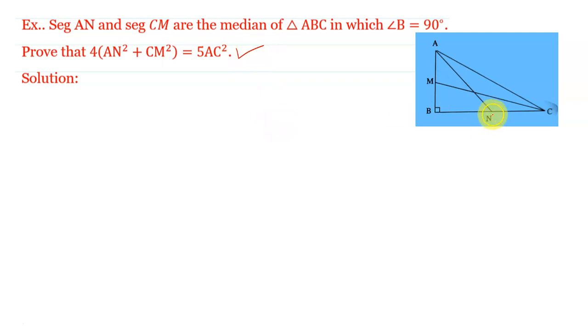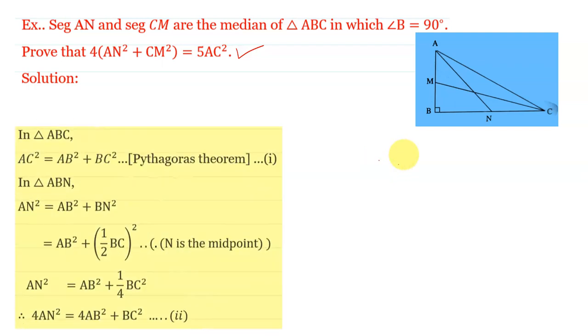What is given here? N is the midpoint of BC. M is the midpoint of AB. I will prove it one by one. In triangle ABC first, AC square is equal to AB square plus BC square. This is by the Pythagoras theorem.